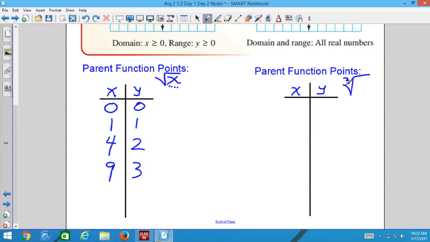For the cube root of x, let's pick numbers that you can take the cube root of. Negative one. Can you take the cube root of negative one? I think so, yeah. Let's go one smaller than that, or more negative than that. Negative eight. Negative one, zero, one, eight. So when we take the cube root, we'll get negative two, negative one, zero, one, two. So those would be like parent function points. And I'll use those when we go to do transformations with the graph.